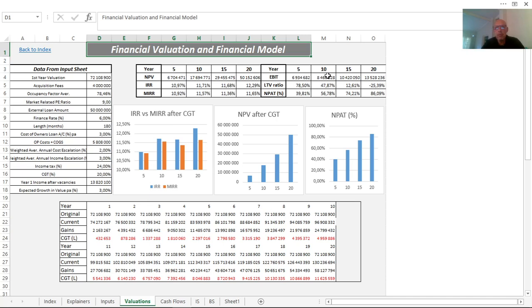You've got your earnings before interest and tax, loan to value ratio, net profit after tax percentage. It's interesting to note, in this particular model, your loan to value ratio eventually achieves a minus 25%. That is because you're carrying quite a large cash pool in your balance sheet.